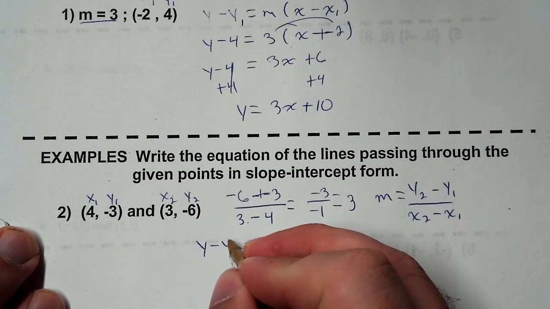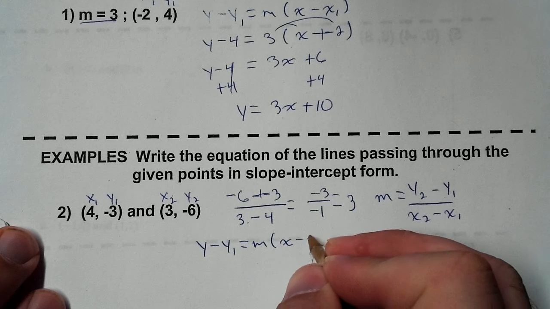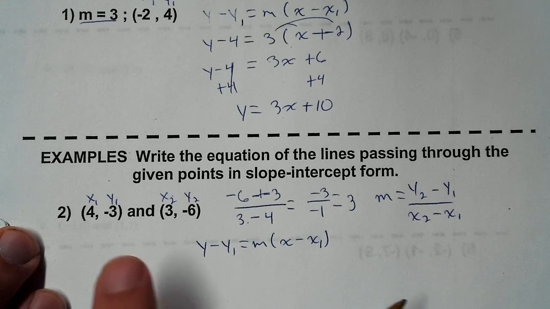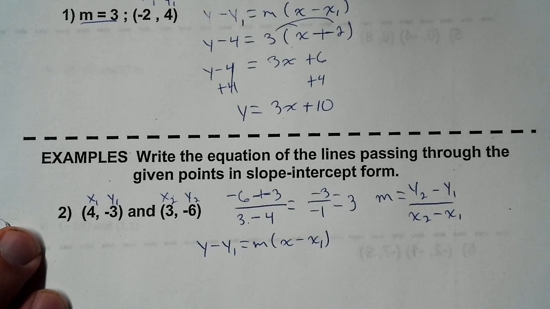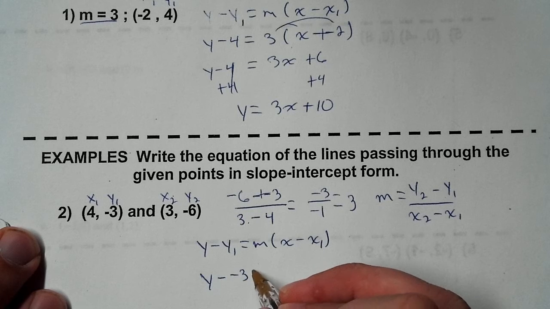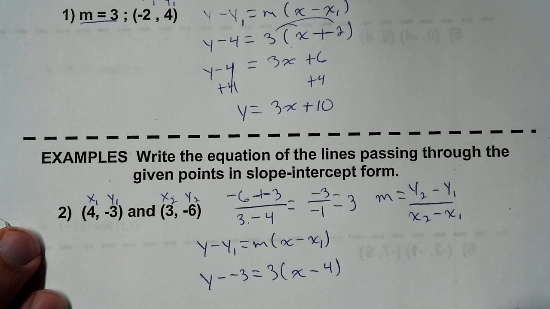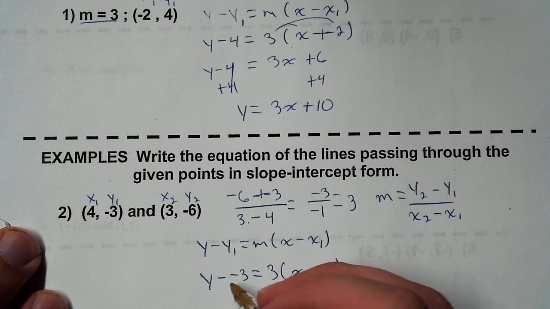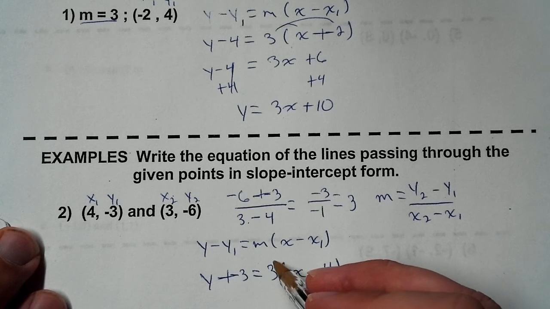y minus y1 equals m times x minus x1. Well, I've already got my x1, y1. I have my slope, so I can just go plug it in. y minus negative 3 equals 3 parentheses x minus 4. Alright, we see the double negative, so change that into plus. And then let's go through our steps.